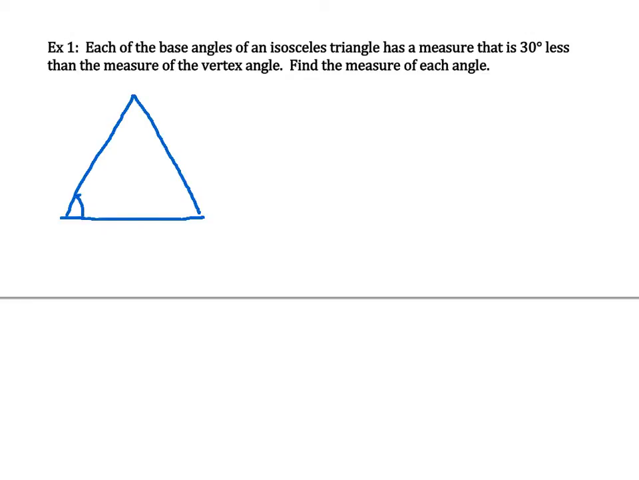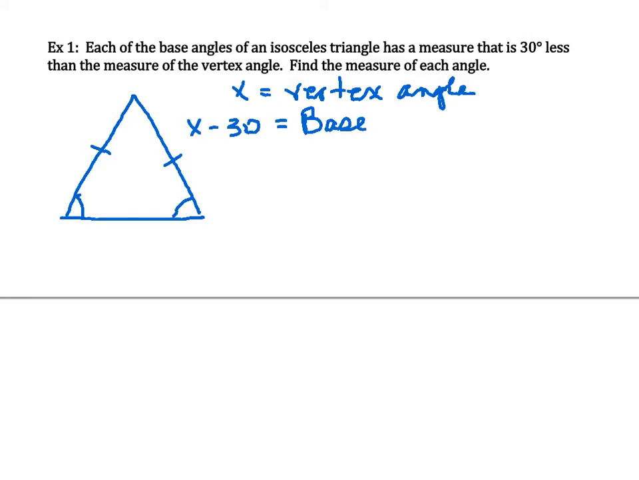And base angles are congruent, legs are congruent, and I'm going to name my vertex angle X. And it says that the base angles are 30 degrees less than the vertex. Less is one of those magic words. And this is 2 base angles. So this is also where my answer is going to show up as I work my problem.